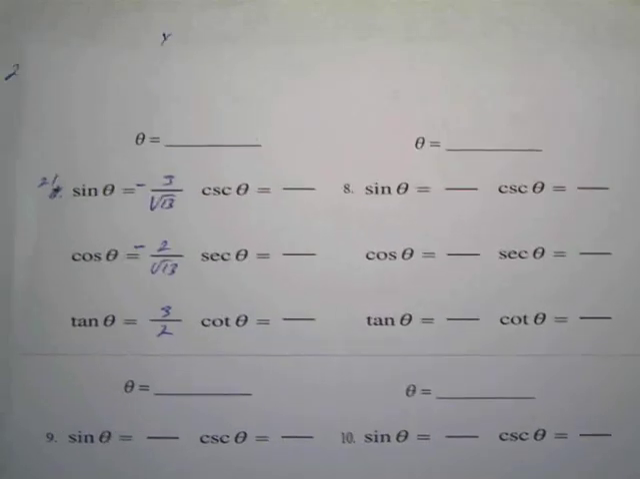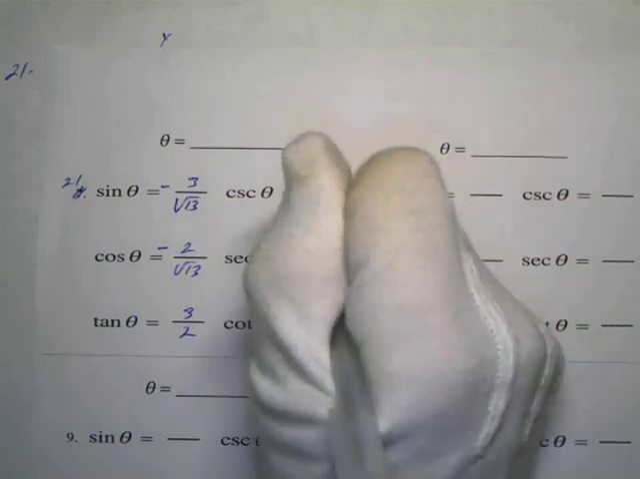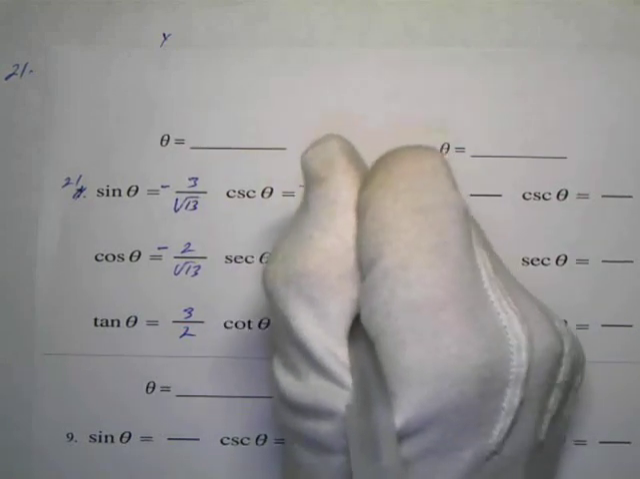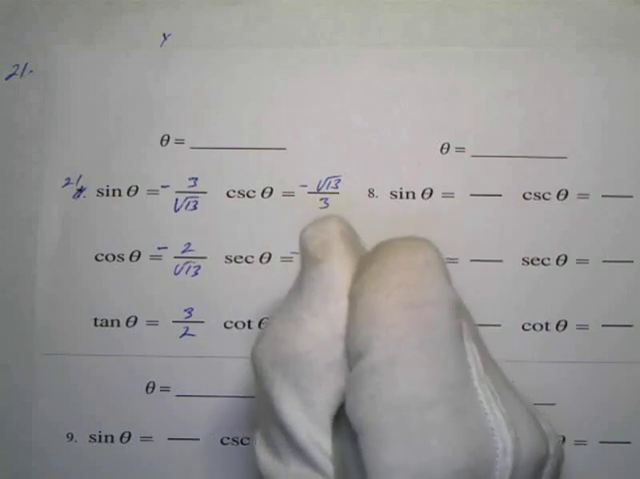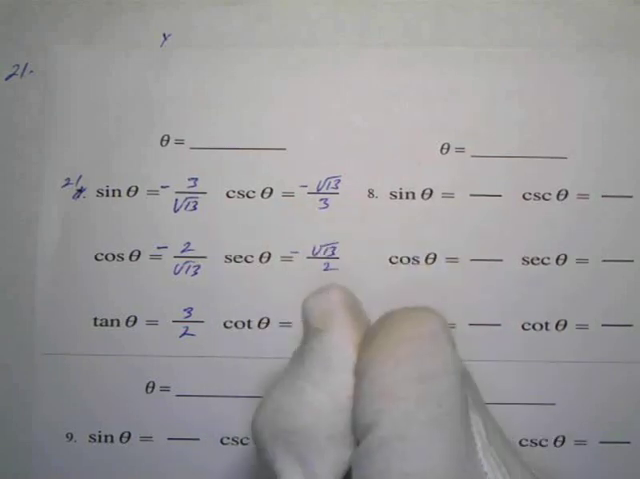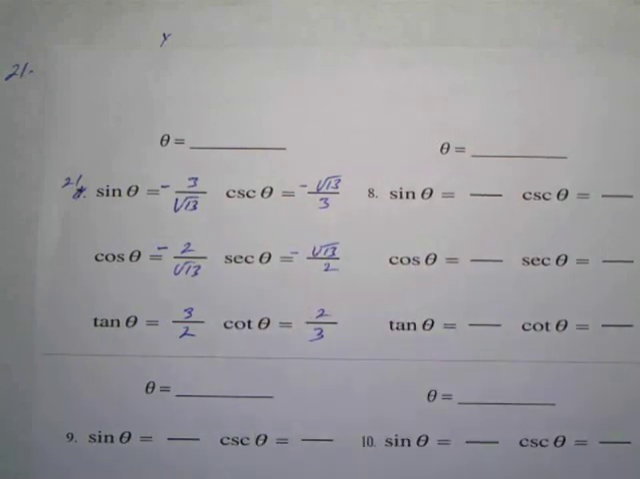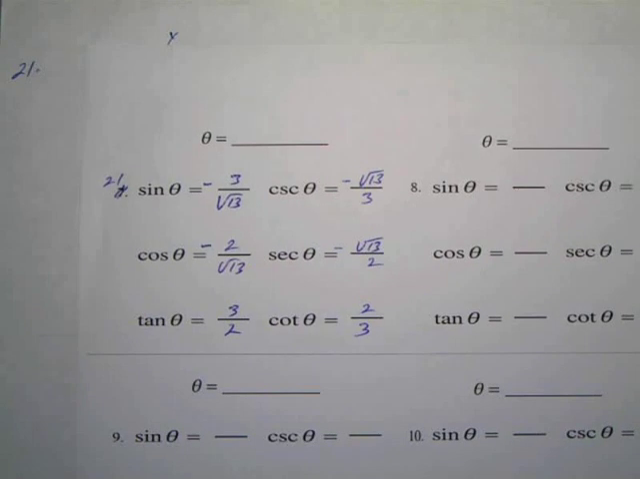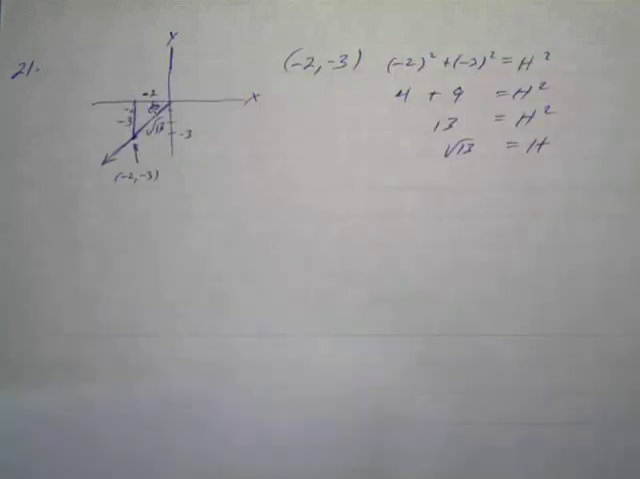And then once we have these functions, we can get the reciprocal functions real easy. This is going to be negative the square root of 13 over 3, negative the square root of 13 over 2, and then 2 over 3. So those would be the 6 functions for 21. And you could rationalize these, but it's not necessary for me. That's fine. Okay, that's 21.